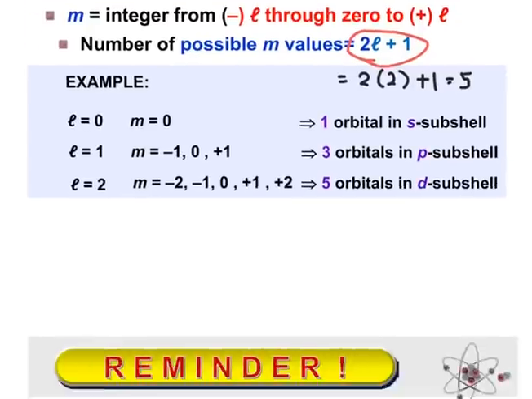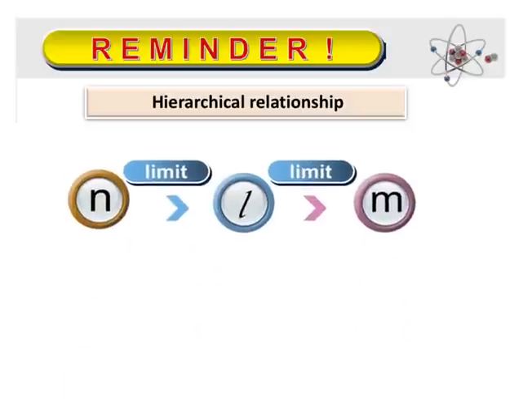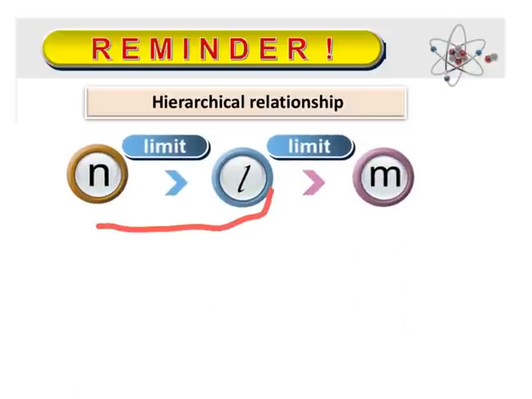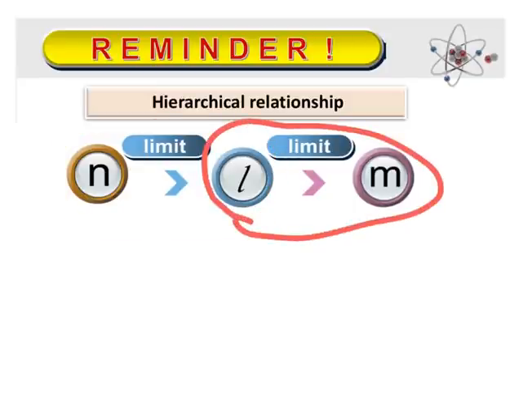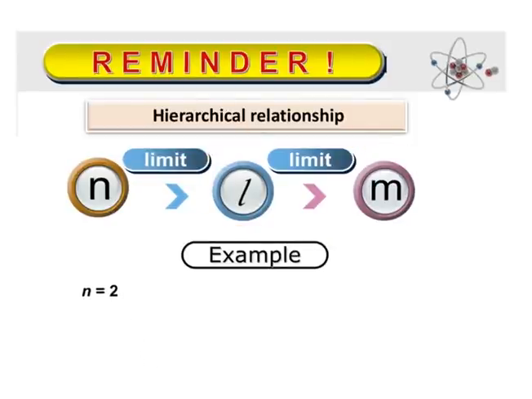This is the hierarchical relationship between the 3 quantum numbers. The principal quantum number limits the azimuthal quantum number, and then the azimuthal quantum number limits the magnetic quantum number. Let's have an example to show that the principal quantum number limits the azimuthal quantum number. If the principal quantum number is 2, the only azimuthal quantum numbers are 0 and 1.